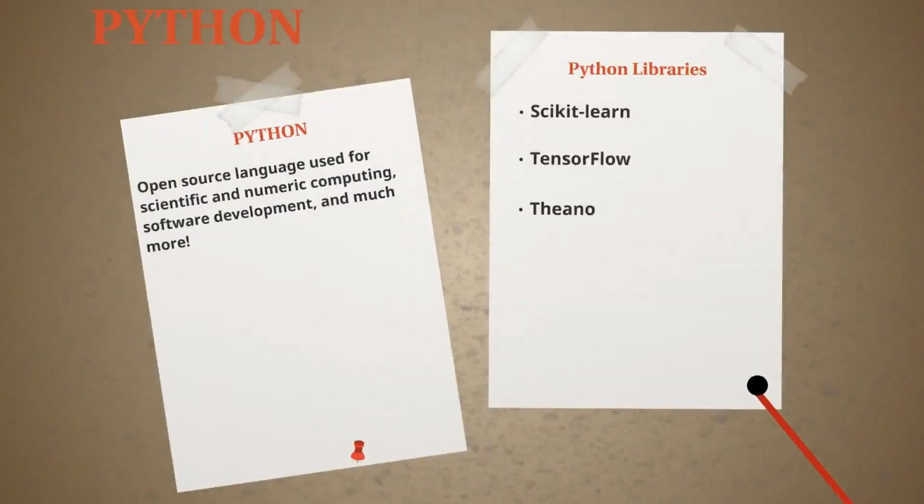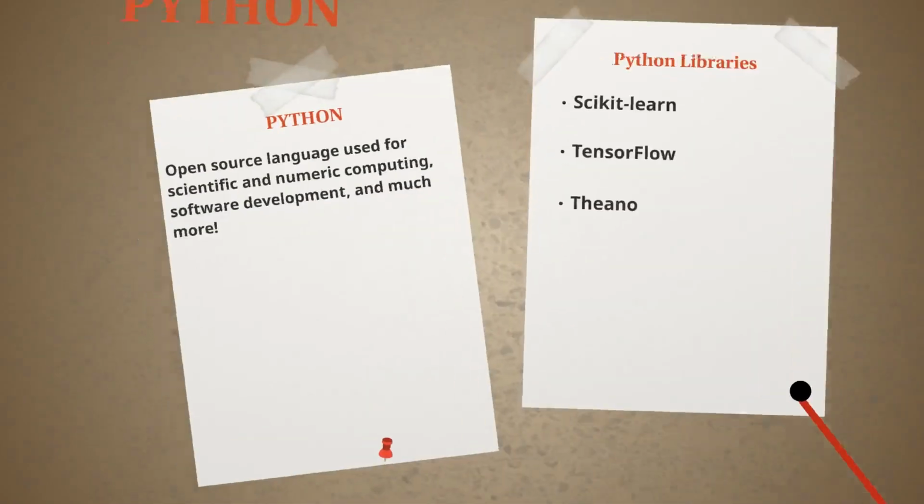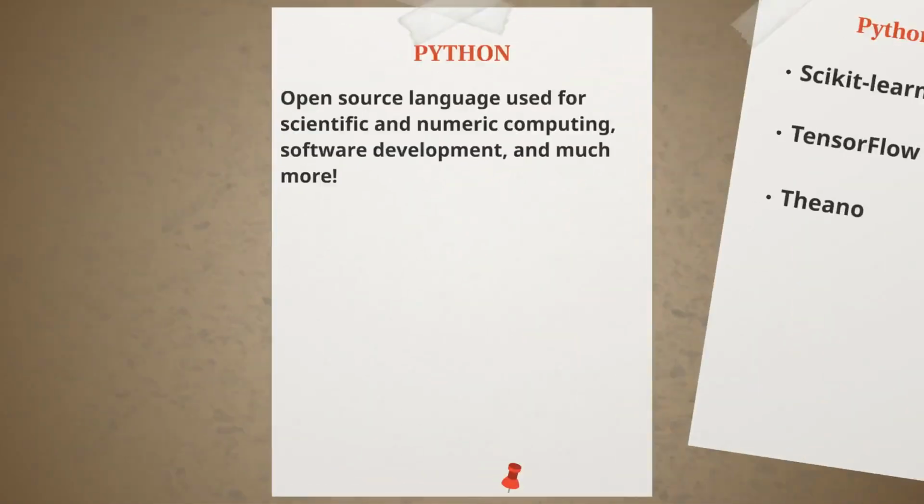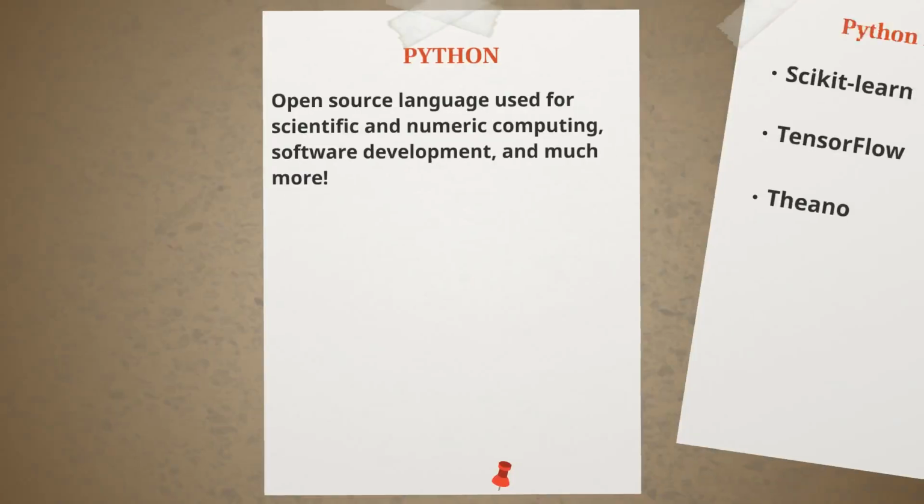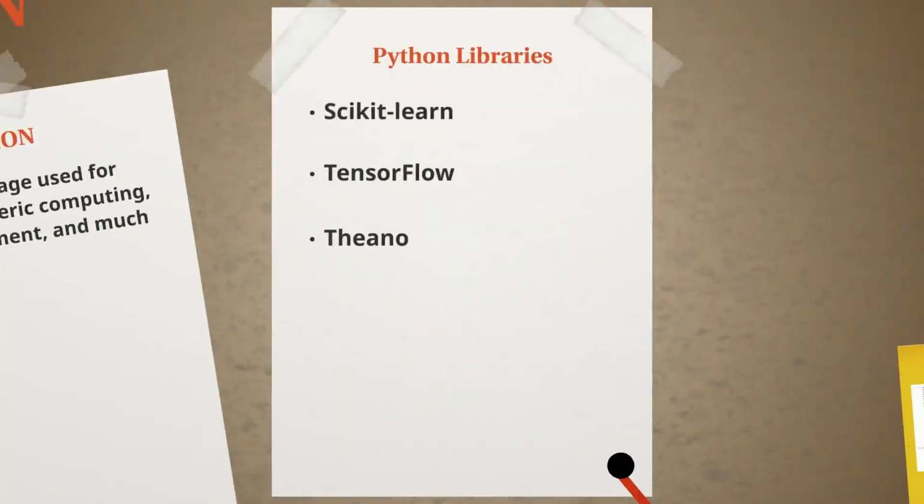So the first one we're going to talk about is Python. Python, again, is an open source language used for scientific and numeric computing, software development, and much, much more. Some of the good libraries that Python does use, and the strength of Python is really in its libraries. There are so many different open source libraries that have been developed. The first one being scikit-learn, and this builds on NumPy and SciPy by adding a set of algorithms for common machine learning and data mining tasks, including clustering, regression, and classification.